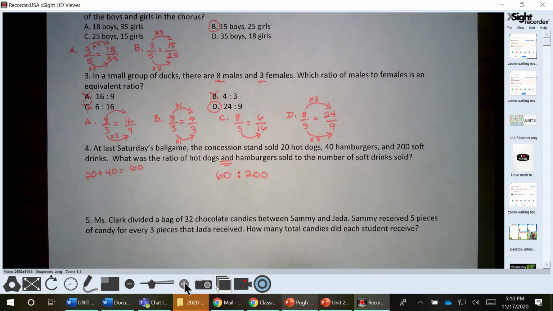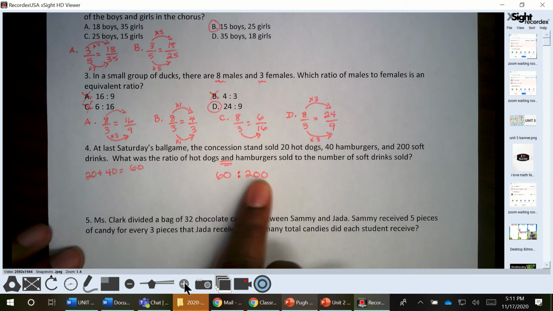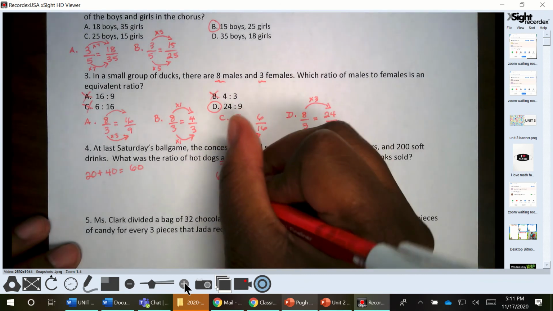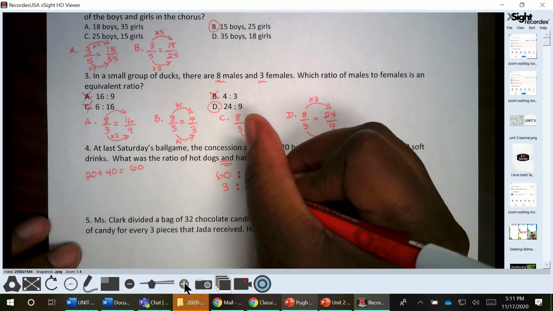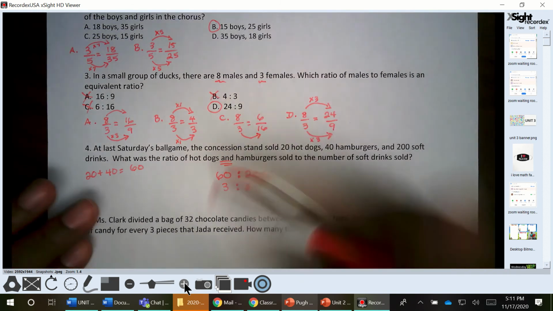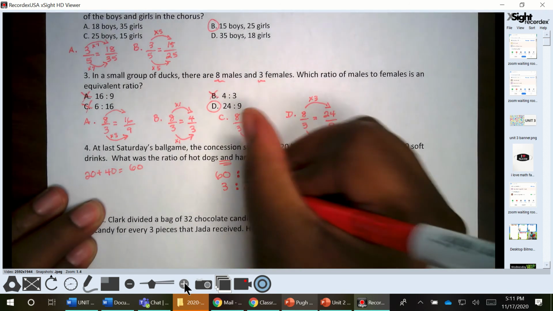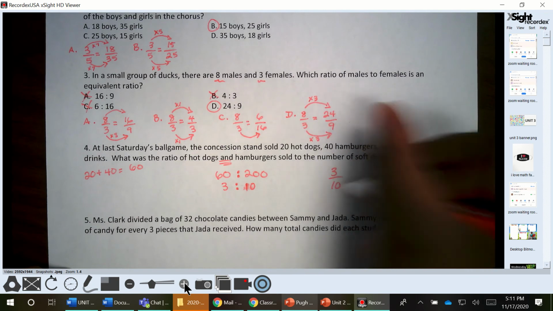But I can reduce this down. I have to ask myself what number is the greatest common factor of 60 and 200. That means the biggest number that can go into 60 and that can also go into 200, and that would be 20. So I'm asking myself, how many 20s can I get out of 60? I can get 3. And then how many 20s can I get out of 200? I can get 10. So my ratio here is 3 to 10.